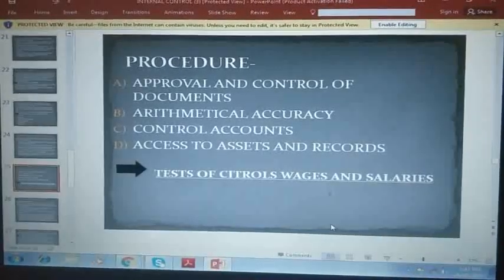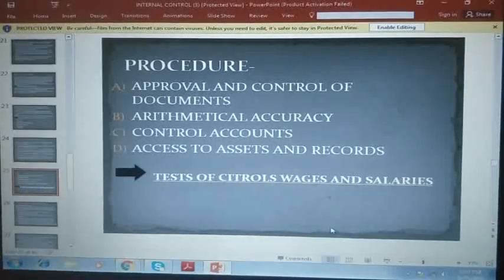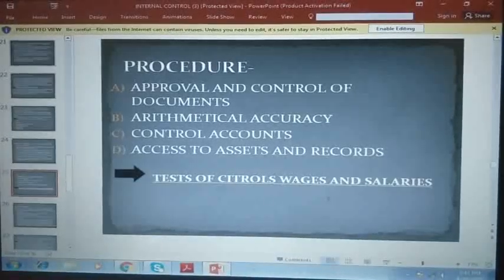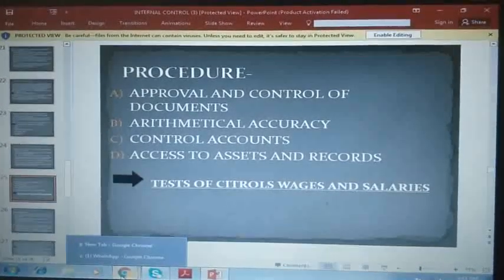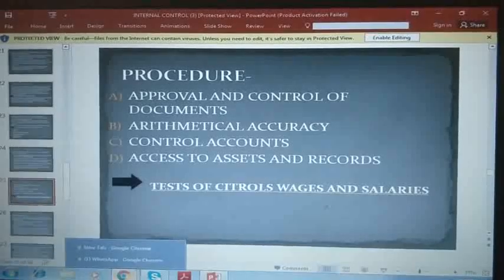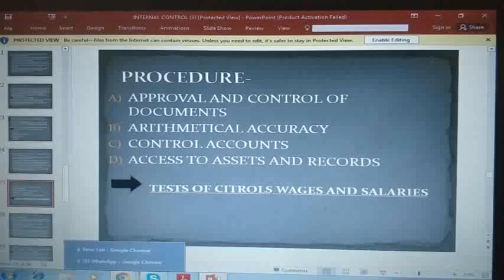Now next you have the control procedure for the wages and salaries. So you have approval and control of documents. Approval and control of documents is basically, it should be written, okay? It should be written authorization to employ or dismiss, okay? Who is an employee who is authorized, and in case you're dismissing any employee.